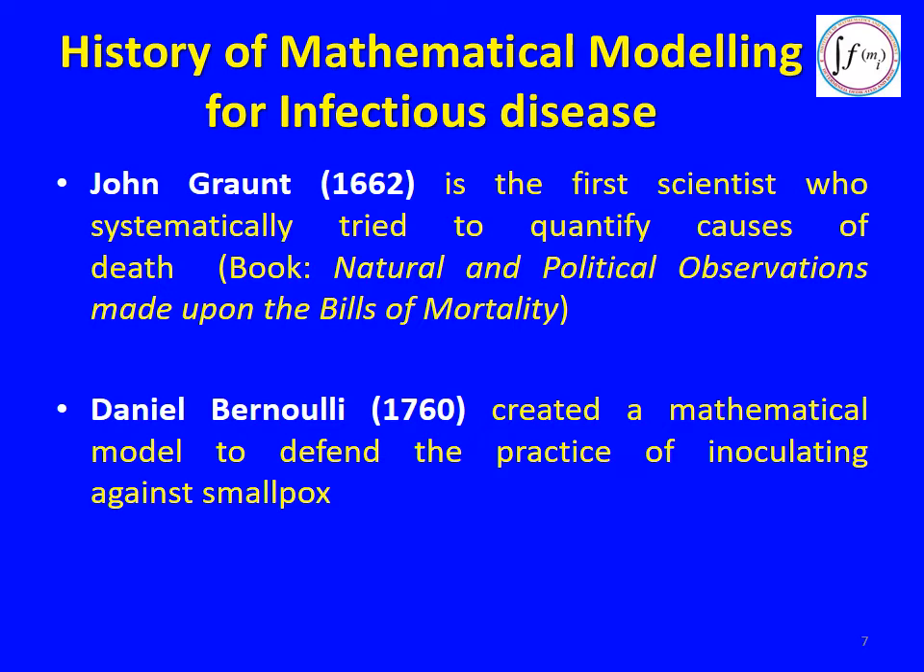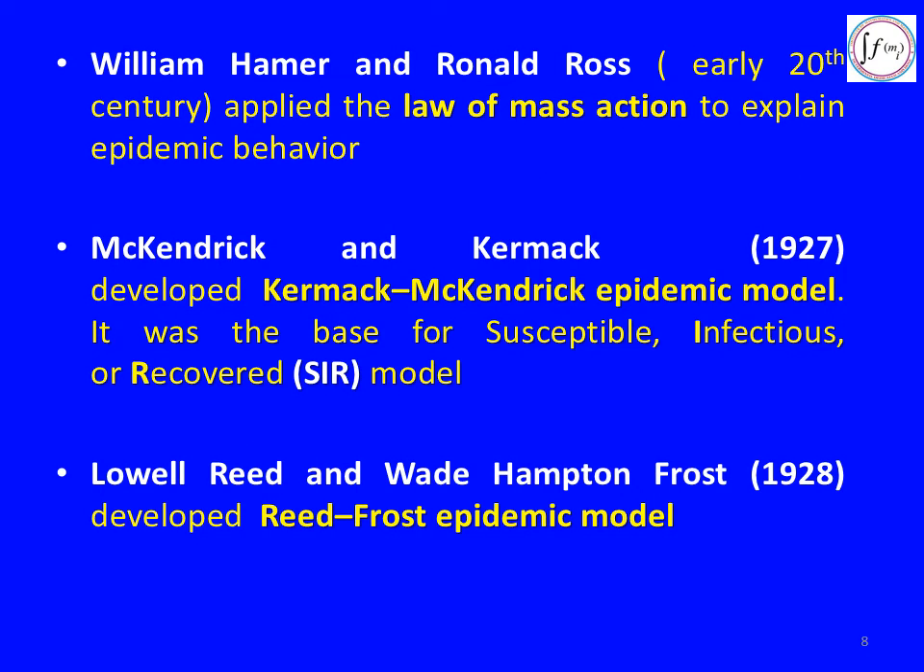Let's look at the history of mathematical modeling for infectious disease. It started in 1662 as recorded. John Graunt was the first one who used mathematical modeling. After that, Daniel Bernoulli and other mathematicians have used them. Among them, in 1927, Kermack and McKendrick, their finding is very important. They developed the Kermack-McKendrick epidemic model. It is the base of the susceptible infectious recovered model, or the SIR model. Though it was developed in 1927, still it is very prominent in the field.